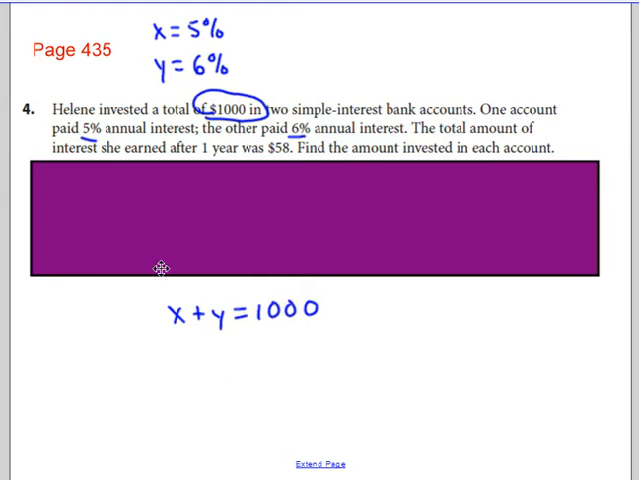Okay, now the first one's earning 5%, the other one's 6%. So I'm going to multiply the x by 0.05. That's how you write 5% as a decimal. The x was 5%. The y was 6%, so 0.06 is 6% times y. Now, when she's done, she's earned $58. So I set this equal to 58 because I want that to equal how much she's earned.